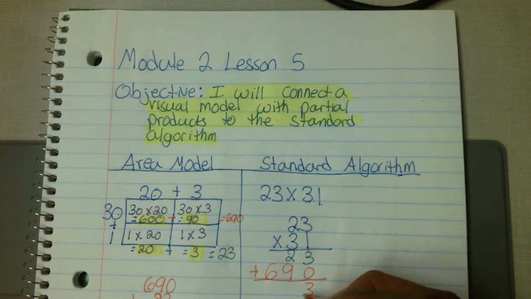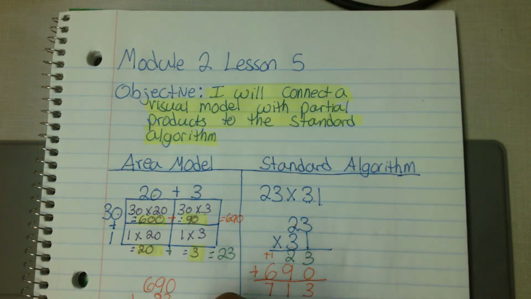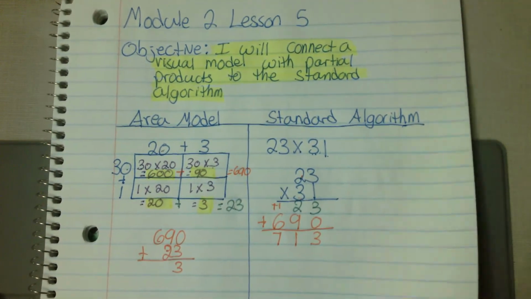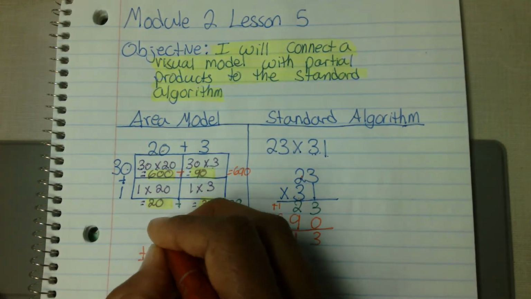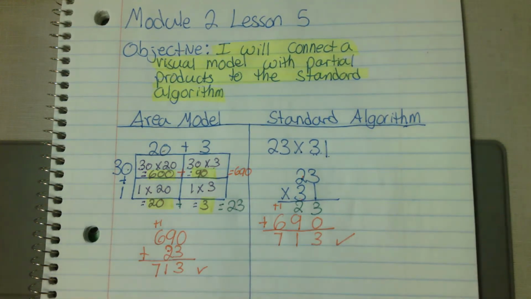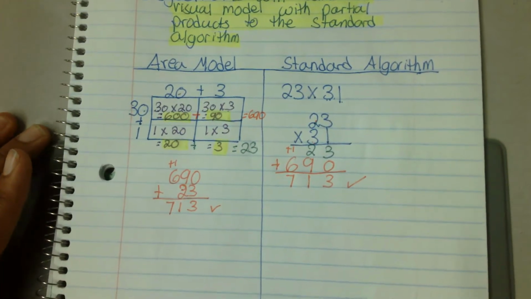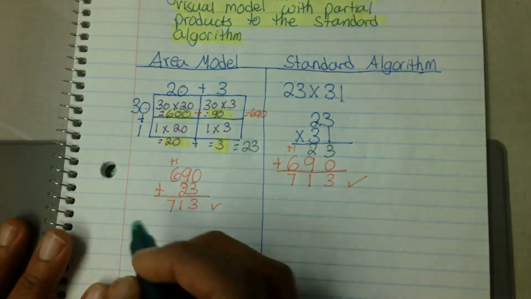Once I add, 3 plus 0 is 3. 2 and 9 is 11. Regroup my 1. So 7 and 3. Oops, sorry, there you see I'm adding. 11, regroup, and 7. And so my answers check out. So you should be able to check yourself with the standard algorithm and with the area model.